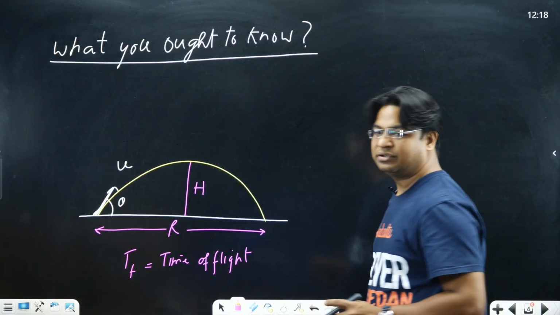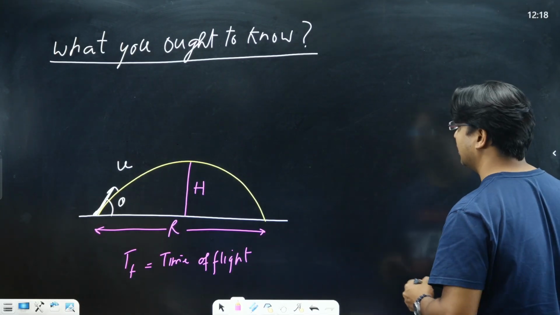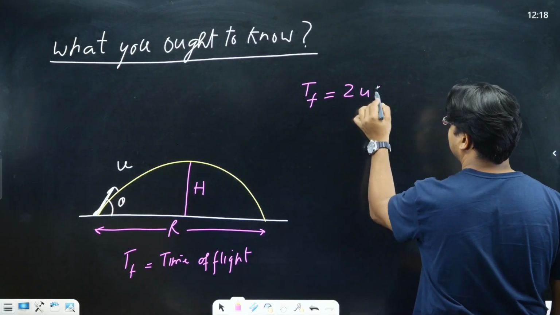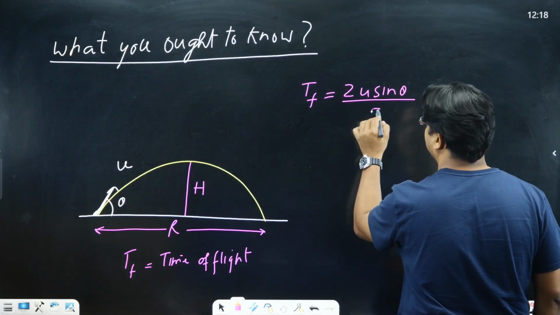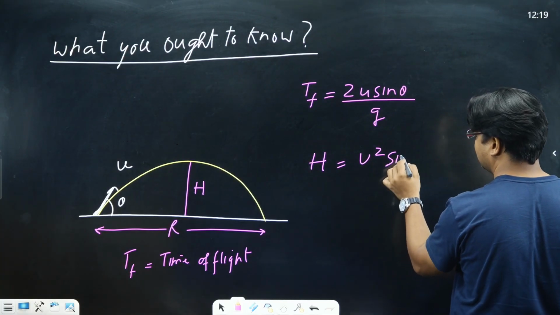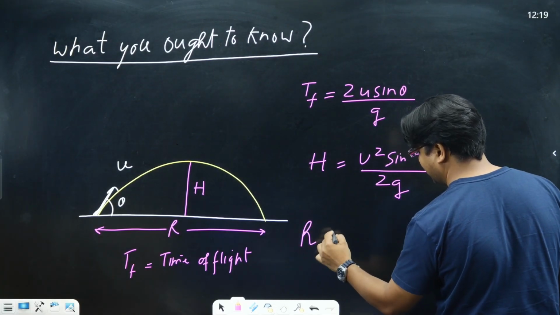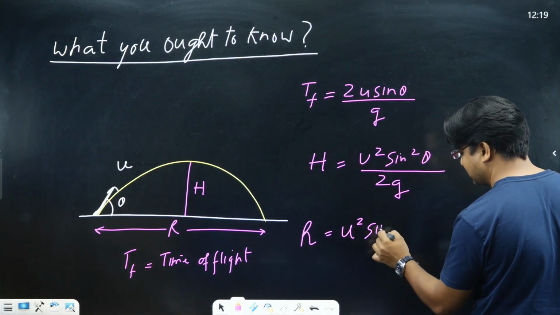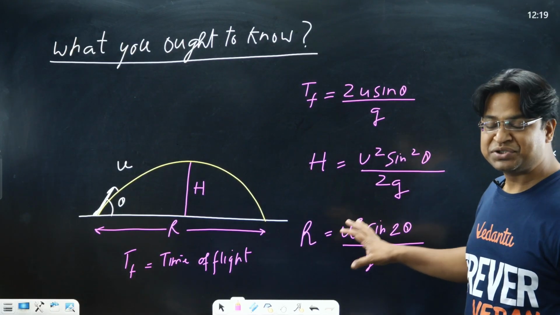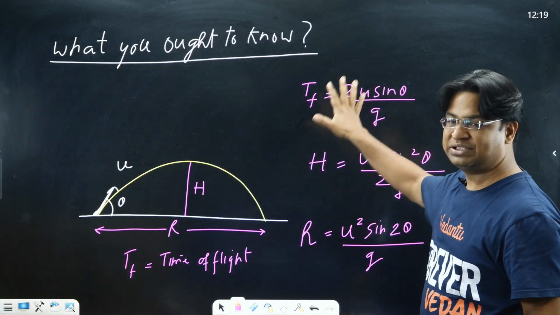The formulas for these are something that everyone who has studied this chapter knows. The formula for time of flight is 2u sine theta by g. The formula for maximum height is u square sine square theta by 2g. The formula for range is u square sine 2 theta by g. So these are the absolute basics of projectile motion.